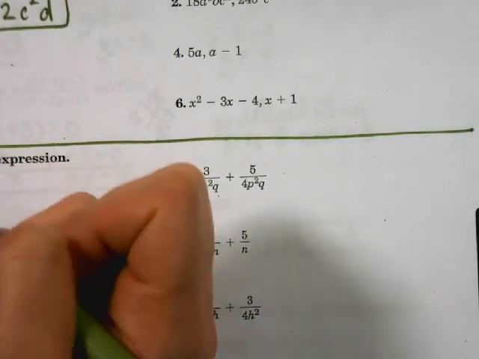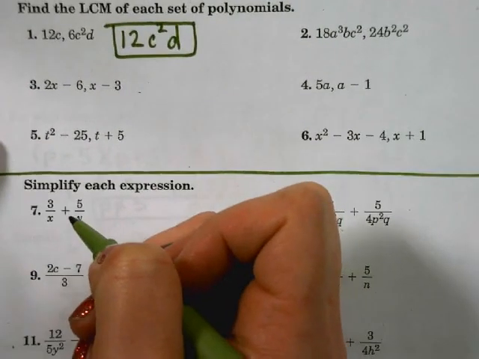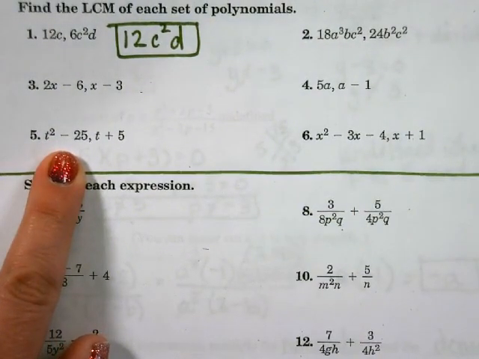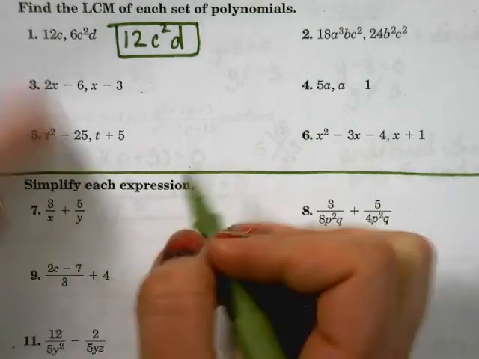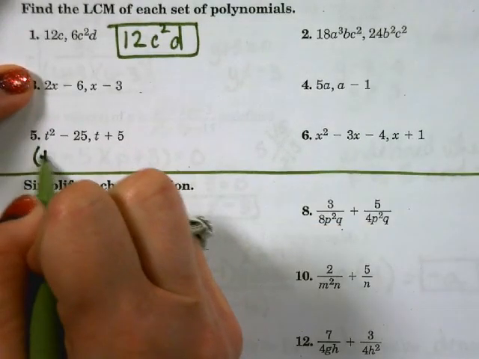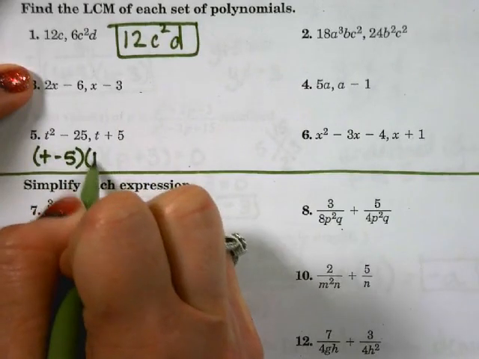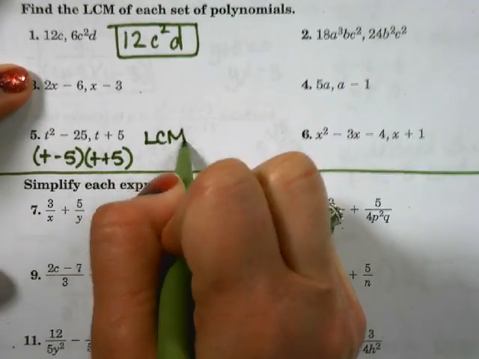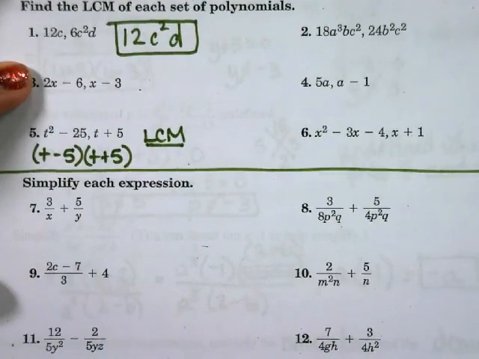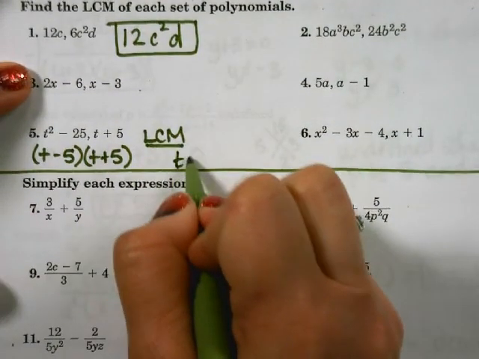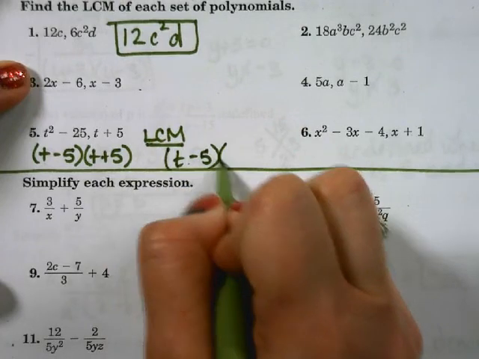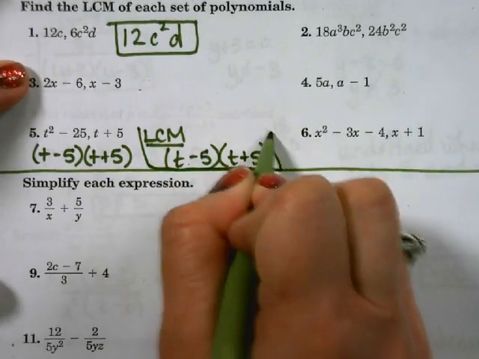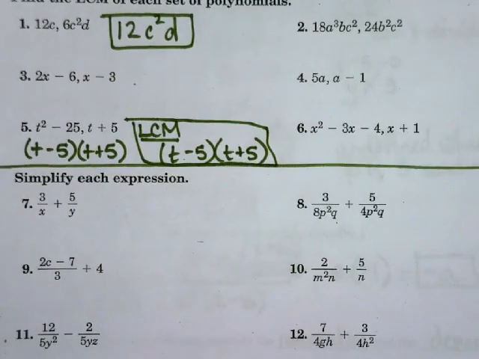Okay, so let's look at 5. Can I factor t squared minus 5? Yeah, how does it factor? Yep. So if it's in 1, it has to be in the new one. So it is t minus 5, t plus 5. You're welcome. Okay, any other questions?